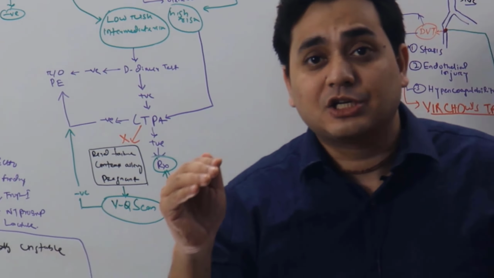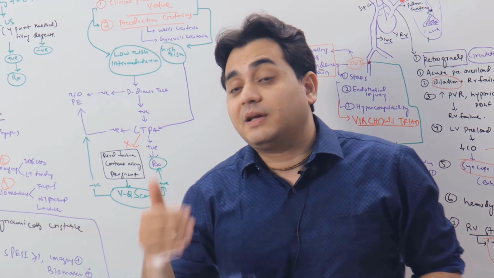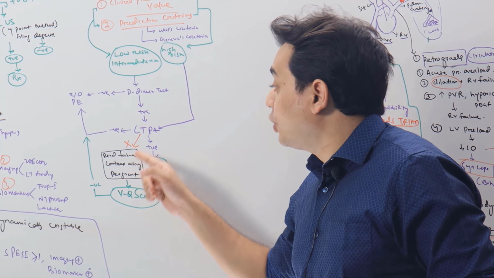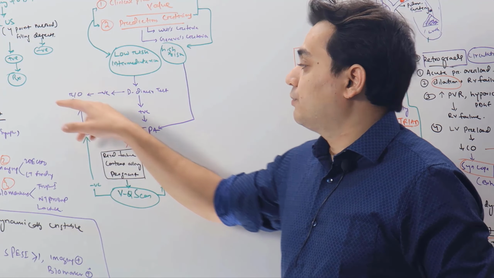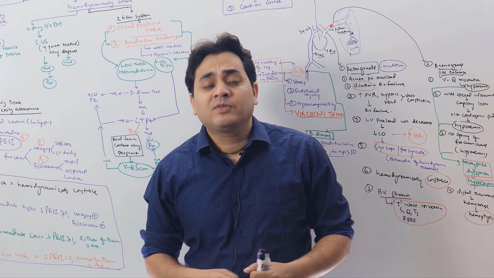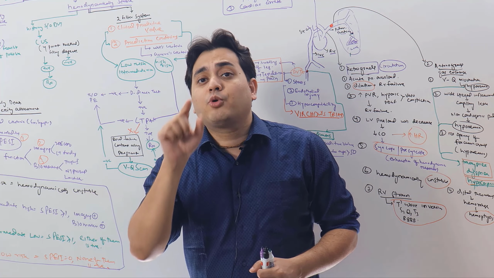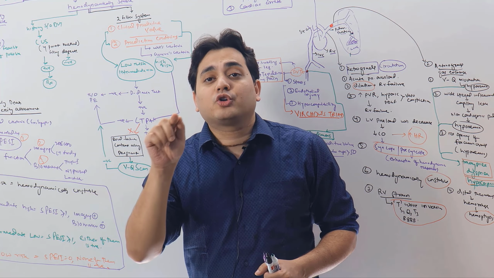There are certain patients in whom you cannot do a CTPA: young patients, pregnant patients, renal failure. In those situations, you have to do a VQ scan. If the VQ scan is positive, you have to treat for PE. If it is negative, it rules out PE. For all those patients who have been diagnosed positive for PE, one more thing you have to do. You have to risk assess the patient and prognosticate. Severity assessment you have to do.